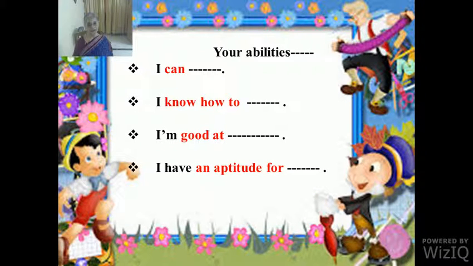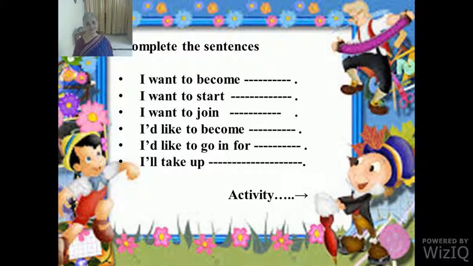We are now looking at your abilities, giving me some more information about yourself. So you say, I can operate the computer. I know how to operate the washing machine. I am good at photography. I have an aptitude for music. I can drive a car. I can sing wonderfully. I can dance. So here we are looking at the capabilities or abilities that you have.